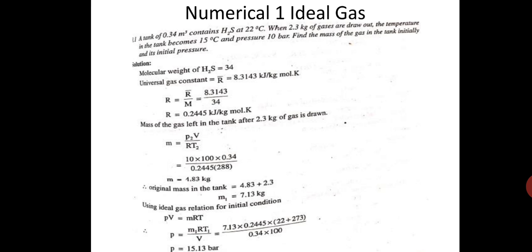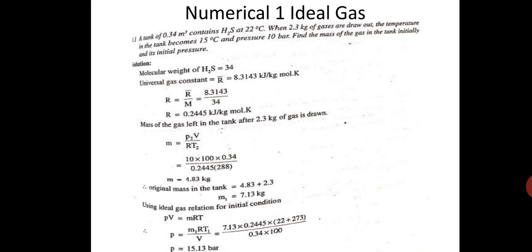So what is the significance of this problem? In this problem they are given a tank with a certain volume, that is 0.34 meter cube, which contains a gas, hydrogen sulfide, and the initial temperature, that is T1. So volume is V. For this H2S, you calculate the molecular weight, that is 2 plus 32, that is 34, and T1 is 22 degrees centigrade, that you add 273, you will get T1 in Kelvin.